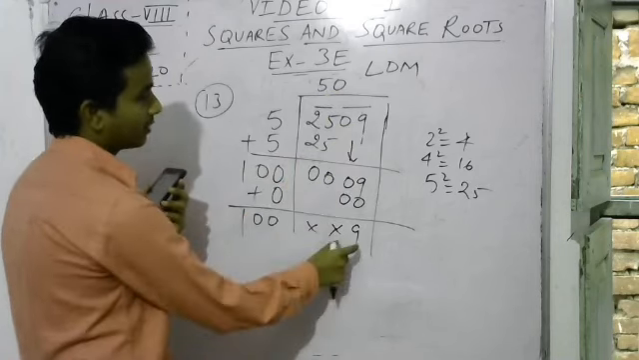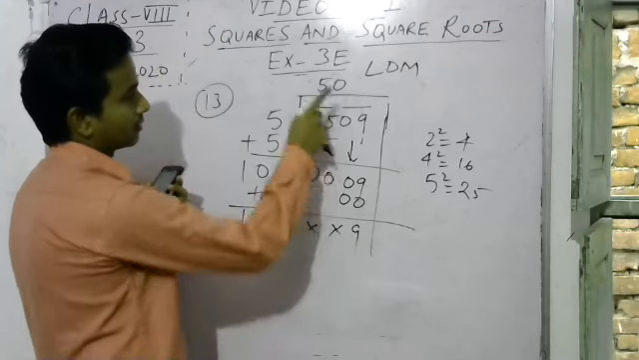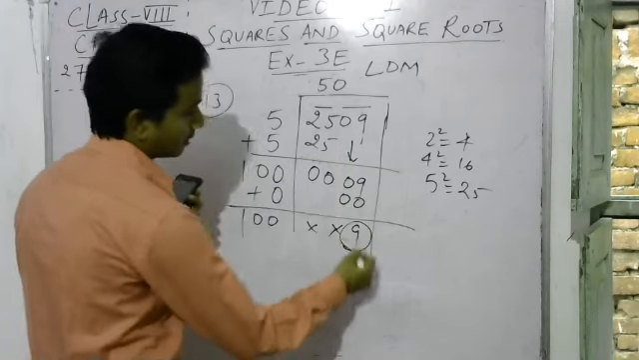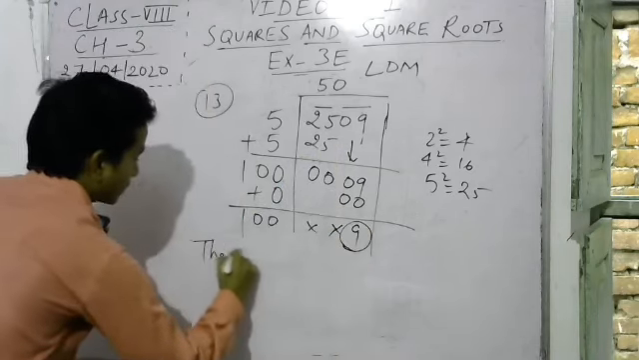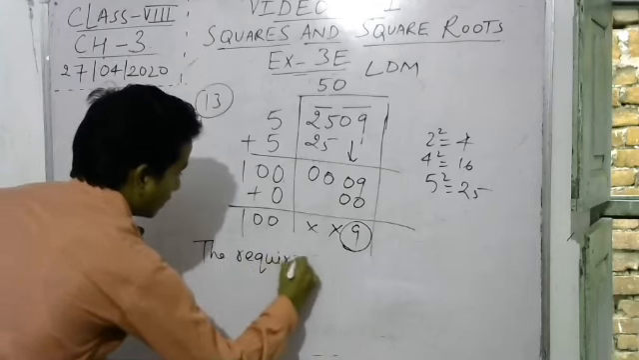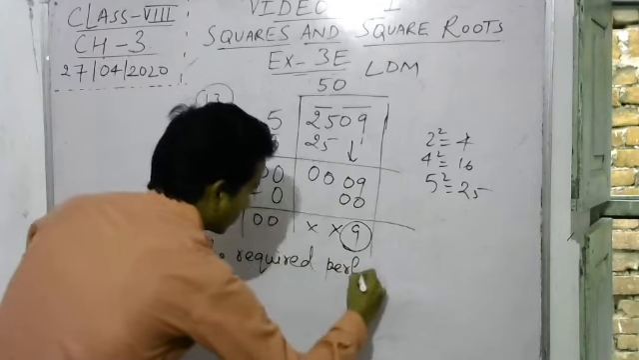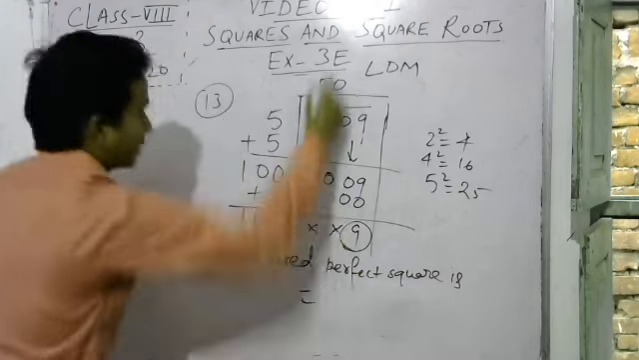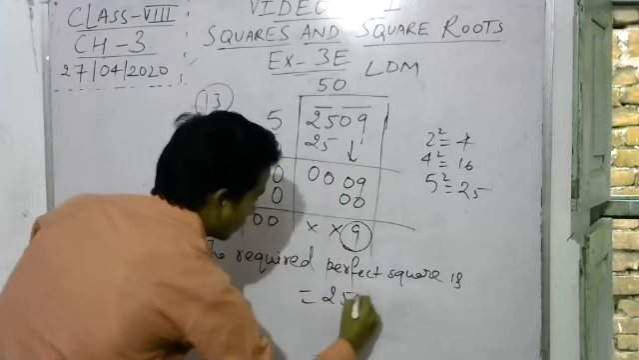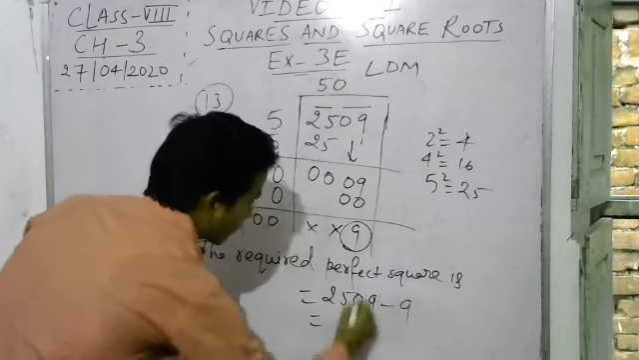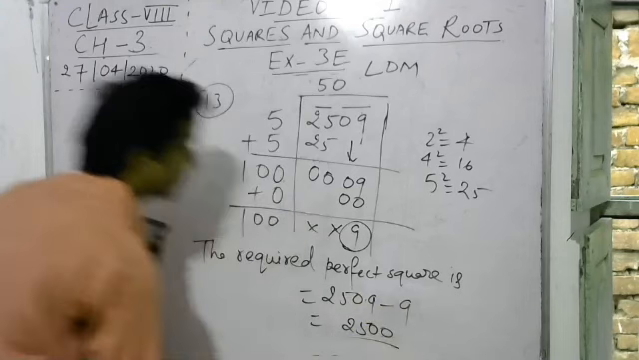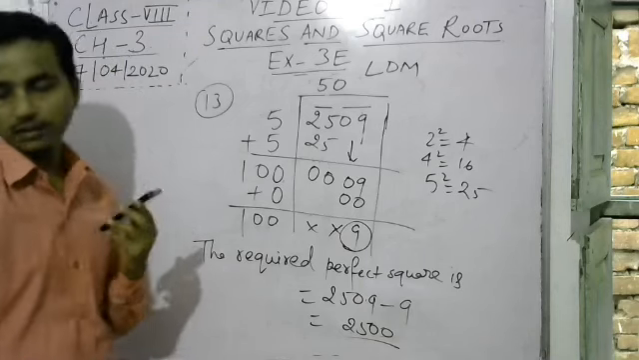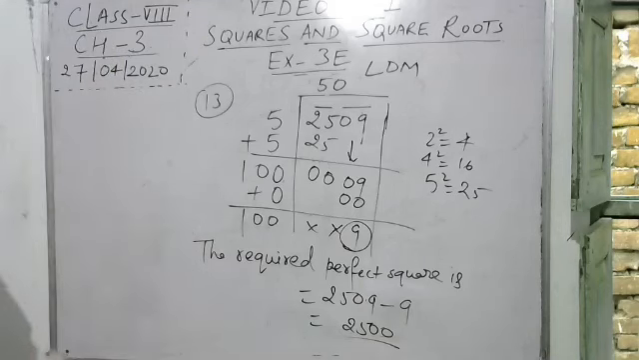So what least number should we subtract from this number so that it will become a perfect square? This is the remainder. So the required perfect square is, you have to subtract 9 from 2509, the number, and the remainder. You will get 2500. So this is the number you will get. This is the least number.